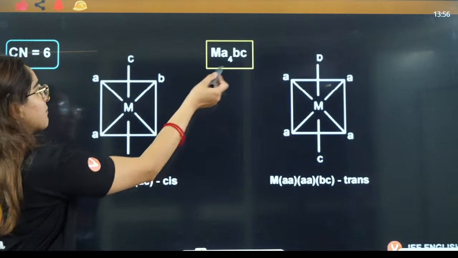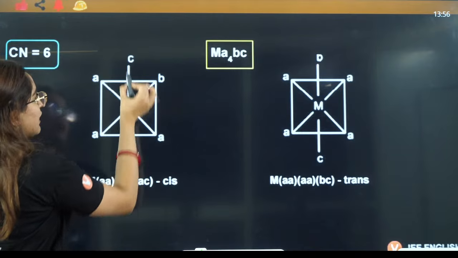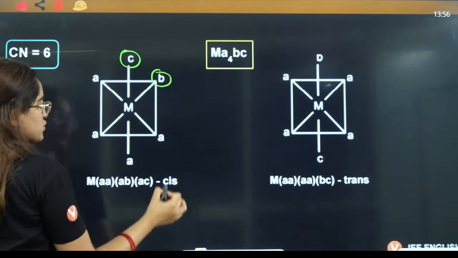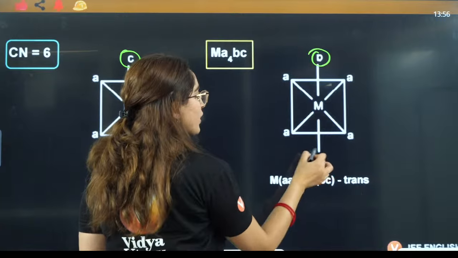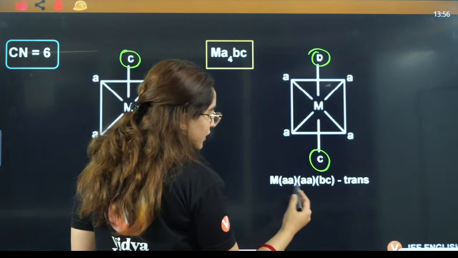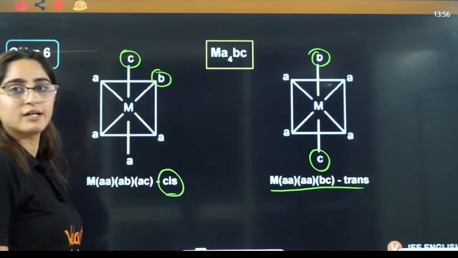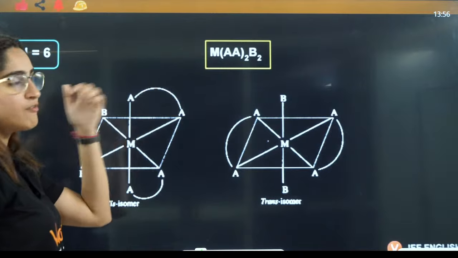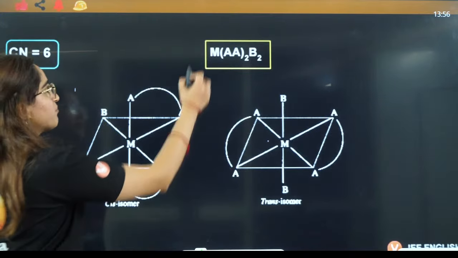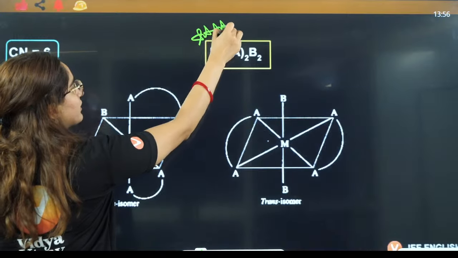Okay. And A4BC, see, when these two are next to each other, that is cis, B and C. When these two are opposite to each other, because that is making a different isomer, that is regarded as trans. Okay. Then you have this is also very important. This also they ask you so many times.